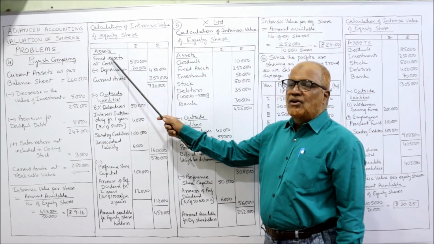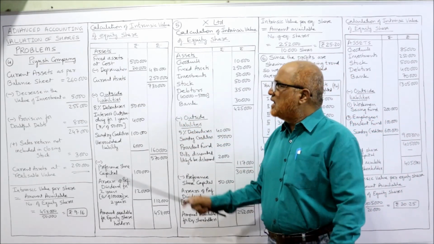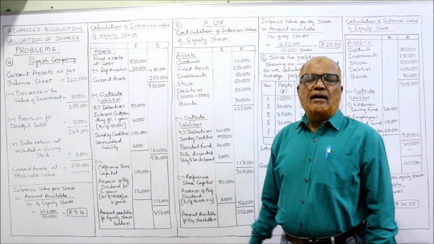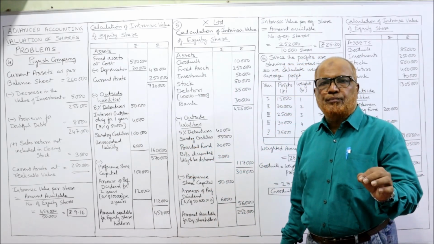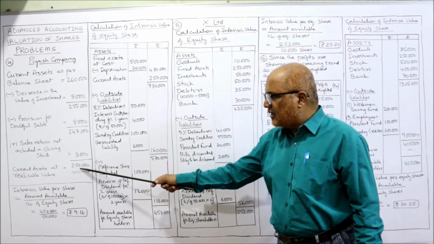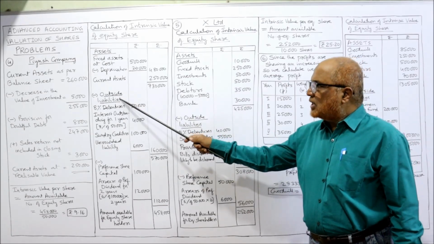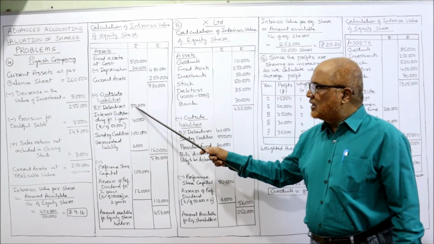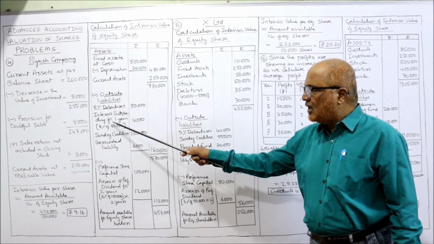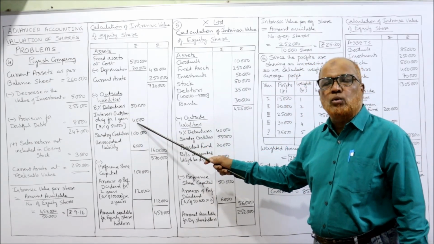First we take assets. Fixed assets at cost 5 lakh minus depreciation 20,000. So 4,80,000 is the current value, book value of fixed assets. Now current assets, just now we have calculated 2,50,000. Total 7,30,000. Outside liability 8% debentures 50,000. Interest outstanding for 1 year. So 8% of 50,000, 4,000 interest outstanding.